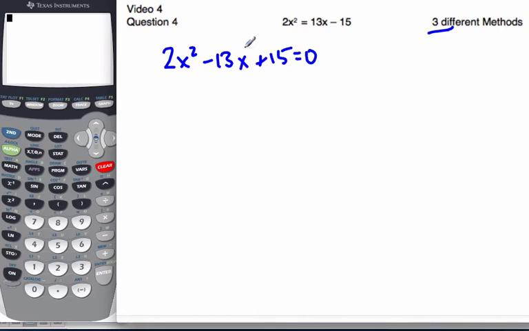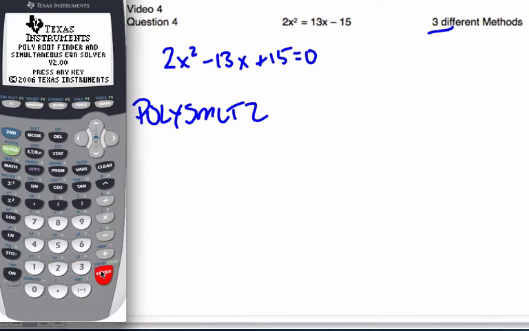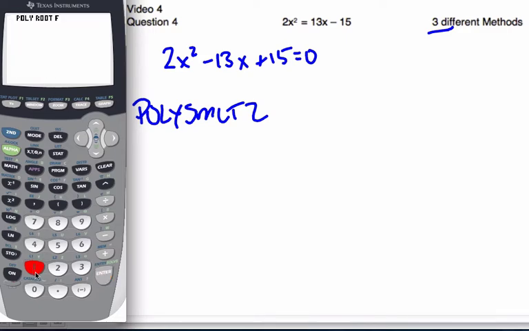And my first approach, what I'm going to do is I'm going to use a program, or an app rather, called Polysmalt 2, which we've used in the past. I'm going to go to Apps, and I'm going to go to Polysmalt. I'm not sure what number it is on my calculator, but there's lots of choices here. Here we go, right there. Enter on that. And in the previous we've done simultaneous equation solver. Now we're going to do poly root finder, which is number 1.